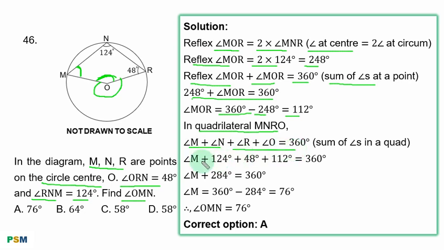You replace 3 of the known angles. You have this result. Angle M is equal to 360 degrees minus 284 degrees, and that is 76 degrees. Using 3 letters notation, angle M is the same as angle OMN equal to 76 degrees. The correct option is A.